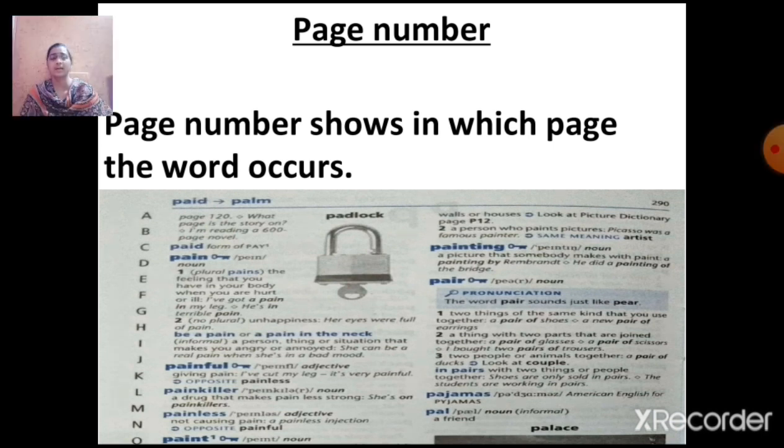Students, I'm sure you all have understood what a dictionary is, how to use a dictionary, and also about its features. So, I will stop this session here and will continue in the next online session with the same topic.